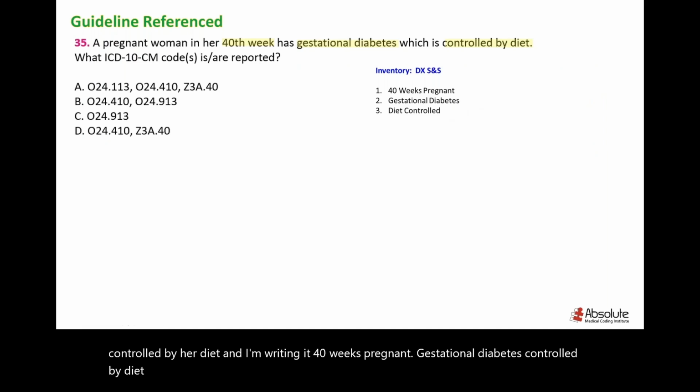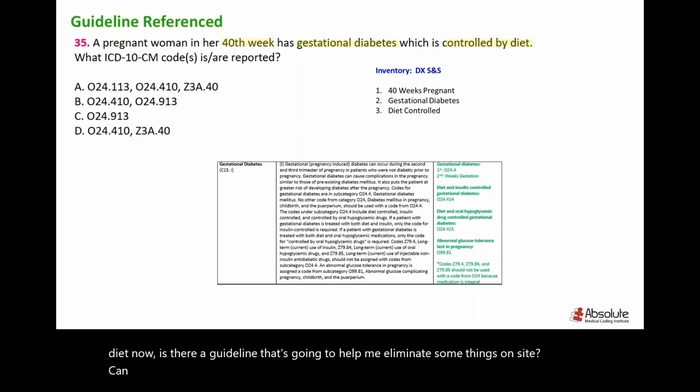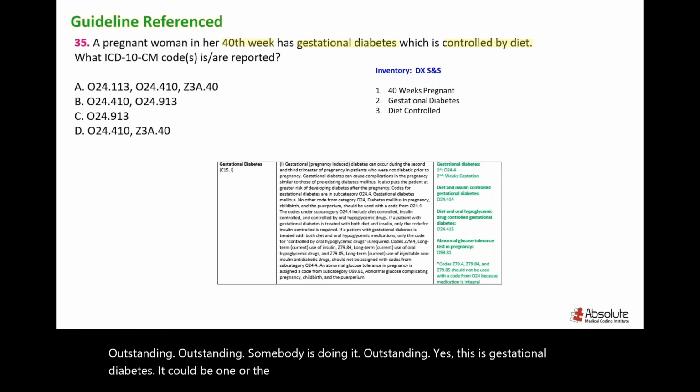Now, is there a guideline that's going to help me eliminate some things on sight? Can anybody eliminate some on sight? Go ahead, type in the chat if you were able to. Outstanding, somebody is doing it. Yes, this is gestational diabetes. It could be one or the other. Did the gestation cause the diabetes, or did the diabetes pre-exist? Was the diabetes there first?